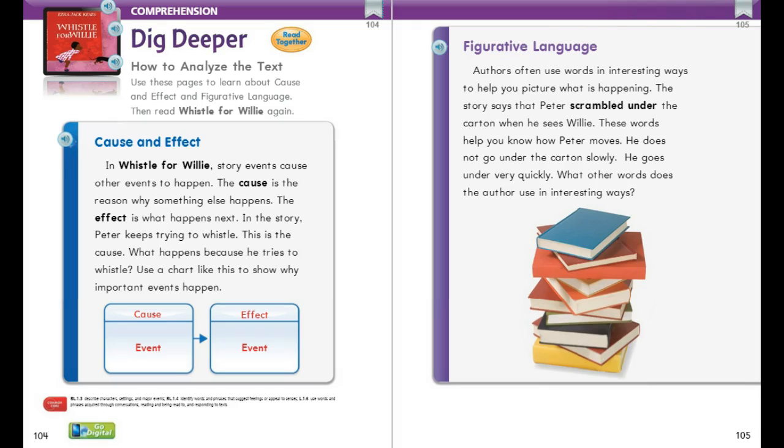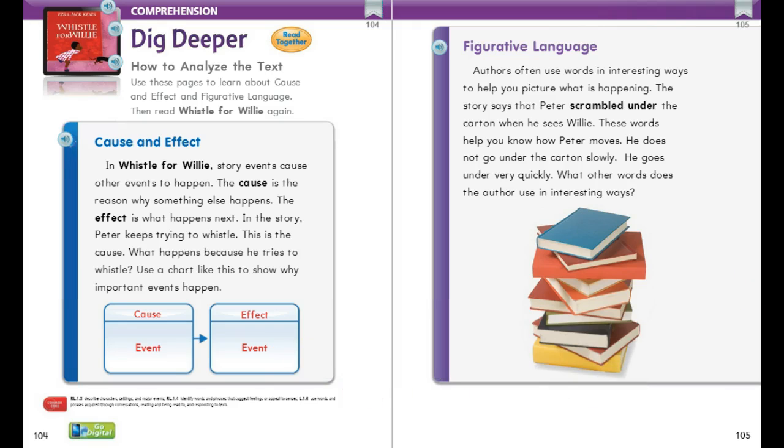Turn to page 104. In Whistle for Willie, story events cause other events to happen. The cause is the reason why something else happens, and the effect is what happens next. In the story, Peter keeps trying to whistle. This is the cause. What happens when he tries to whistle? Use a chart like this one to show why important events happen. So what happens because he tries to whistle? What's the effect? What does his whistle do?